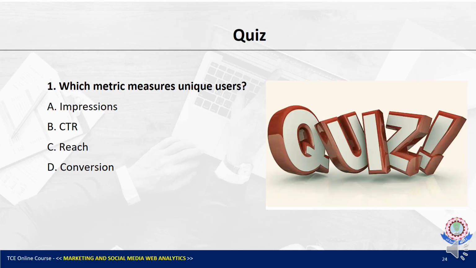Now let us test your understanding with a short quiz. This quiz helps us reinforce the key concepts such as reach, CTR, conversion, and key performance indicators. The first question is, which metric measures uniqueness? Option A, impressions. Option B, CTR. Option C, reach. And option D, conversion.